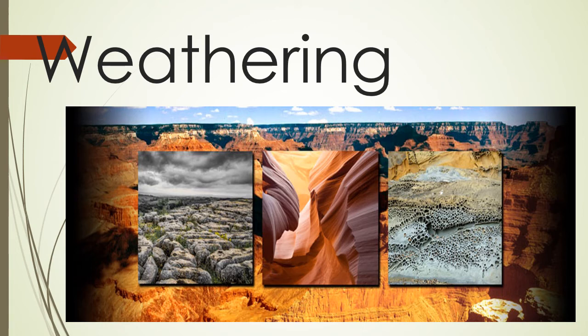Hello students, today we are going to study weathering and different types of weathering in these slides. What is weathering? Weathering is a process in which the rock gets weathered. The breakdown of rocks into small particles is called weathering. It can be physical, chemical, or biological. There are n numbers of types in which weathering can occur.